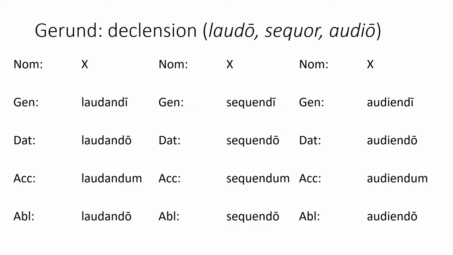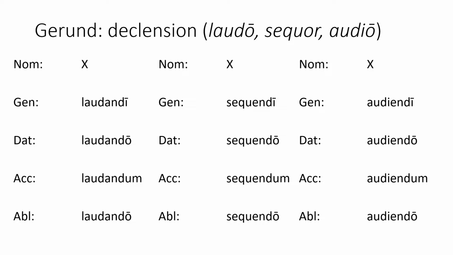The gerund for sequor is as follows. No nominative. The genitive is sequendi and is translated as "of following." The dative is sequendo and is translated as "to or for following." The accusative is sequendum and is translated as "following." The ablative is sequendo and is translated as "by following."